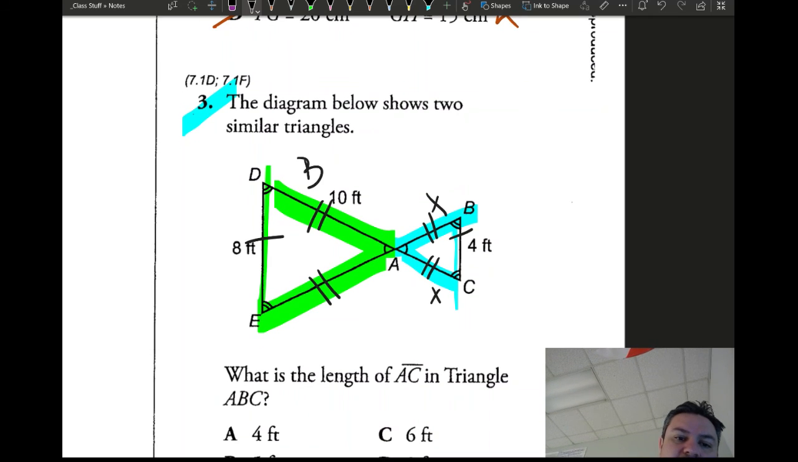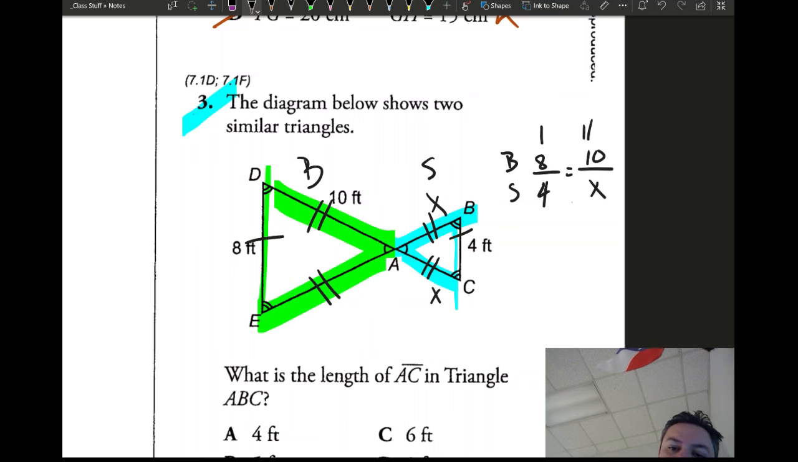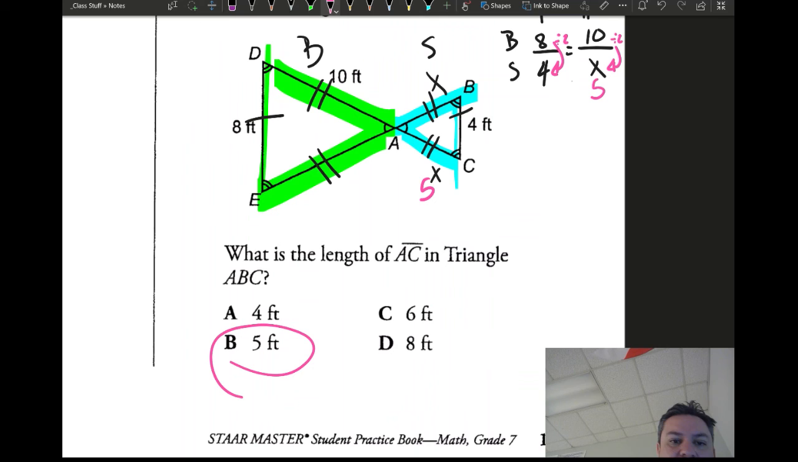So this is the big one and the small one. So we're gonna do the same thing. B, S, big and small, 1 and 2. B1, I have 8. B2, I have 10. S1, I have 4. S2, I have X. So now look at this one right here. Before we do cross products, what happened there? It divided by 2. So if I divide this by 2 as well, this is going to be 5. So my answer has to be B.